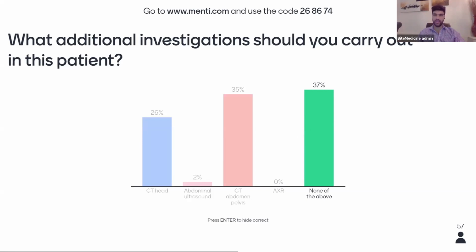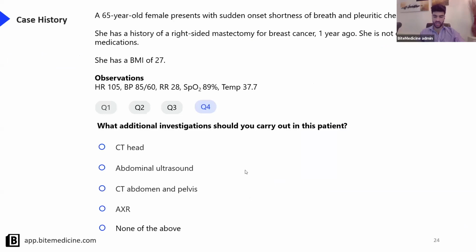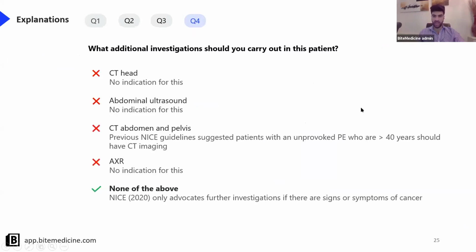And this is why we wanted to redo this lecture, because the guidelines have changed with regards to follow-up as well as management. So in the previous guidelines, if the patient had an unprovoked PE and they are above 40 years old, then you need to do a CT abdomen pelvis to look for cancer. In the most up-to-date 2020 guidelines, they state you should examine the patient, you should do some blood tests. If there's no evidence of cancer, you do not need to do any further imaging. Okay, so that's the most latest guidelines.